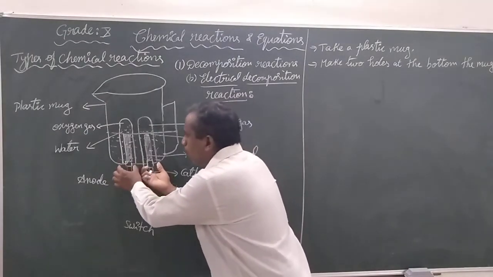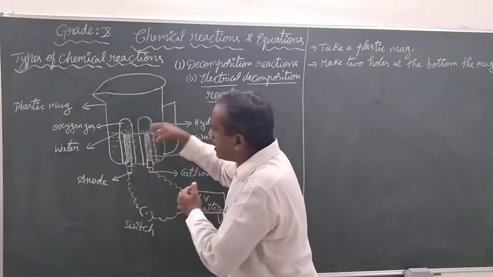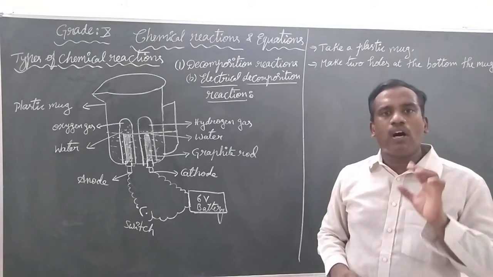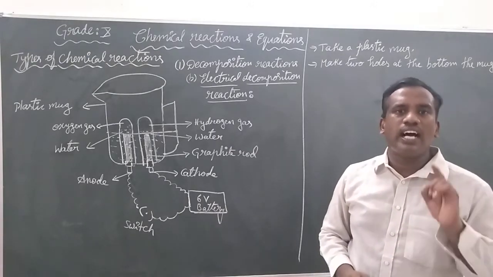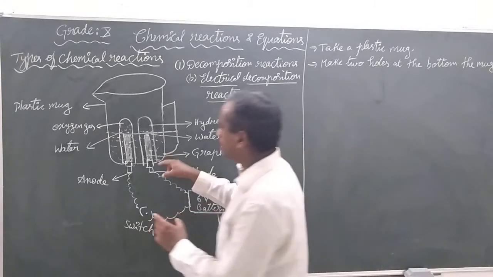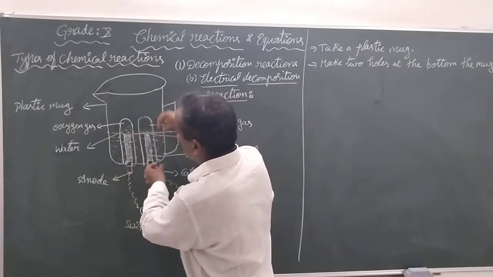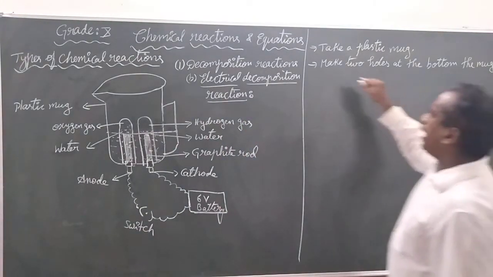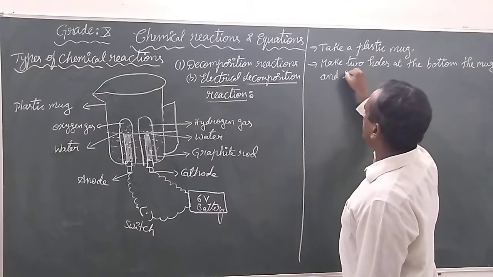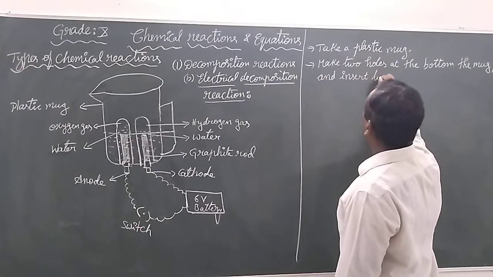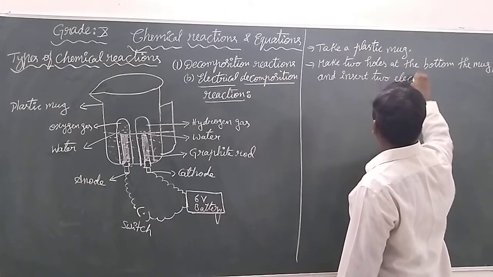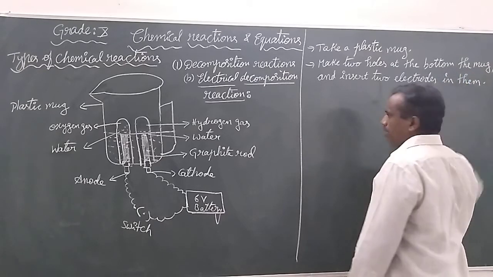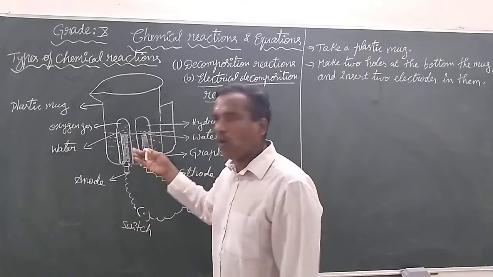After making the two holes, you insert electrodes. The electrodes are made of carbon, so they are called graphite electrodes. After making the holes, we insert two electrodes in them. So make two holes at the bottom of the mug and insert two electrodes in them. First we will be placing the electrodes.